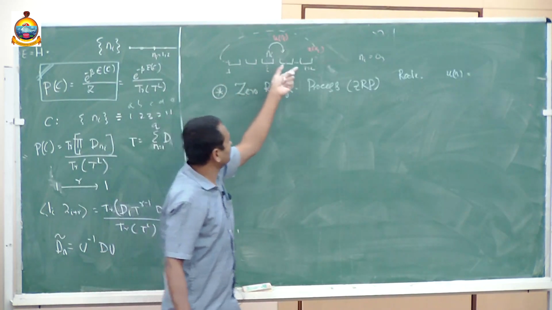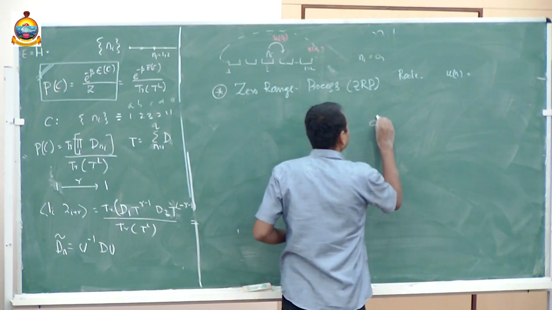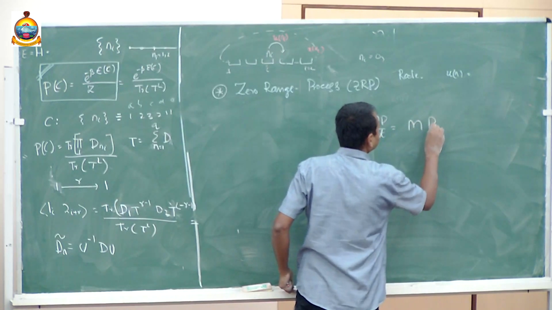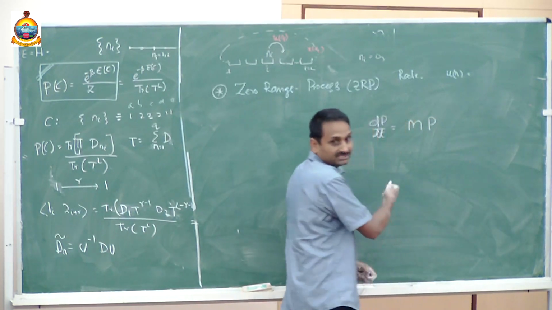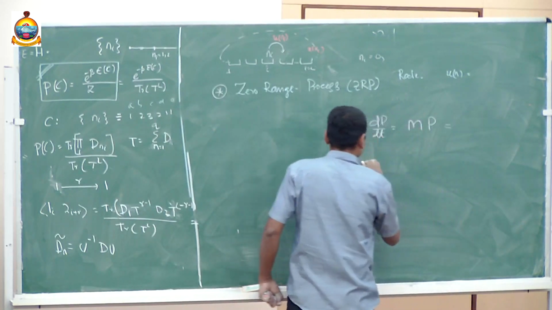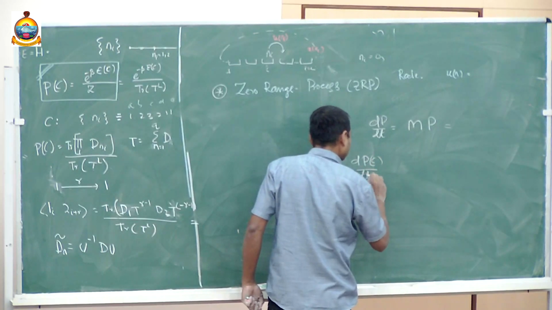There are huge numbers of configurations, and so you still have a master equation. You can write dP/dt = MP. This is the equation we want to solve, and MP = 0 is the equation we solve. So now let me write it, dP_c/dt.